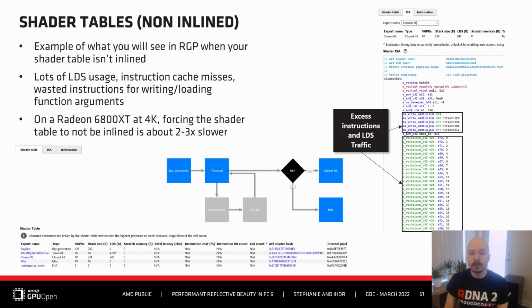And if you look at it, you'll notice that there's a lot of excess instructions that need to be executed, as well as extra LDS traffic. And all of this is just mimicking a function calling convention. It's not executing the code that we have in our HLSL, it's just pipelining things together. And it's a lot of extra work. So on a Radeon 6800 XT at 4K, forcing the shader table to not be inlined for Far Cry 6 makes everything run about 2 to 3 times slower than it would otherwise for the actual ray tracing operation.